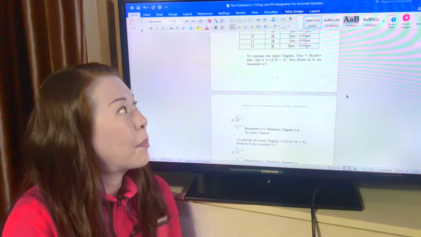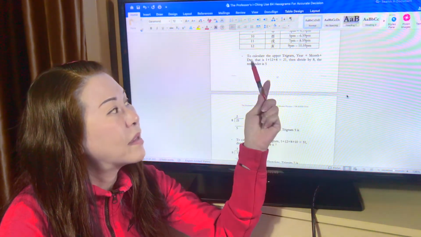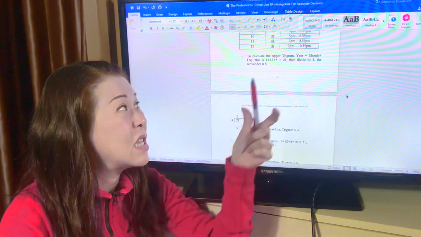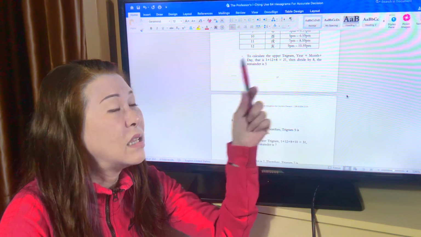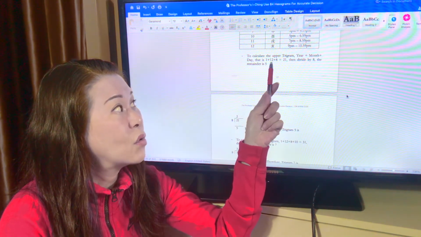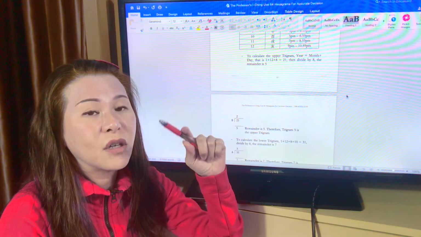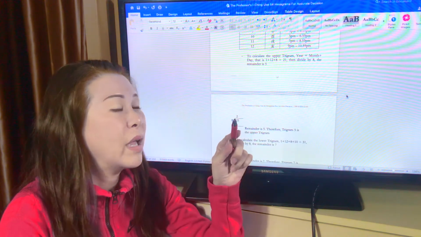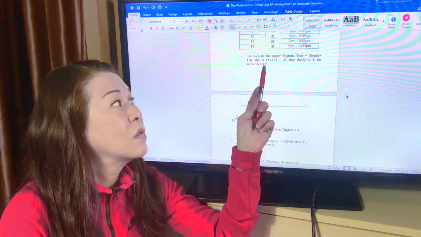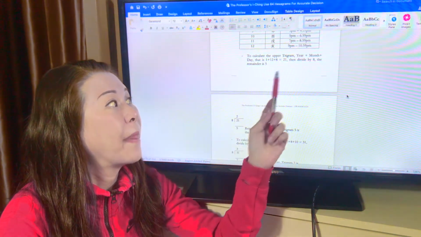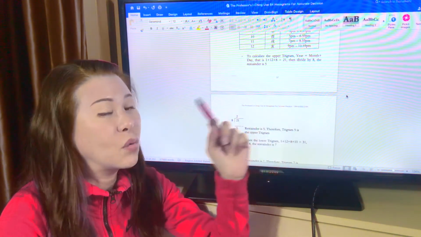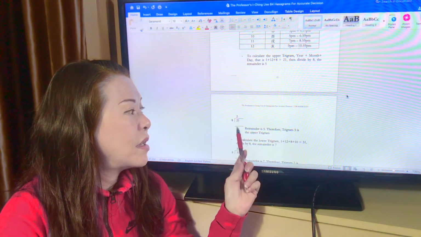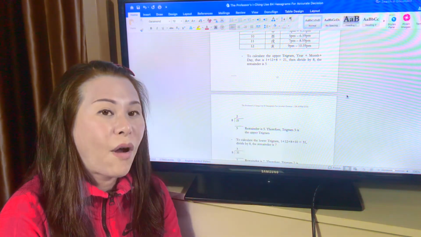To plot the upper trigram, it's year plus month plus day. Remember you have to convert to lunar. 2nd of January, 庚子年, 子 is 1. Then 12 plus 8. 12 is the lunar calendar month for January 2, which is 12月初八. So 1 plus 12 plus 8, you get 21. Then you divide by 8. Why divide by 8? Because you need to look for a trigram. 21 divided by 8, the remainder is 5. So 5 is the upper trigram.